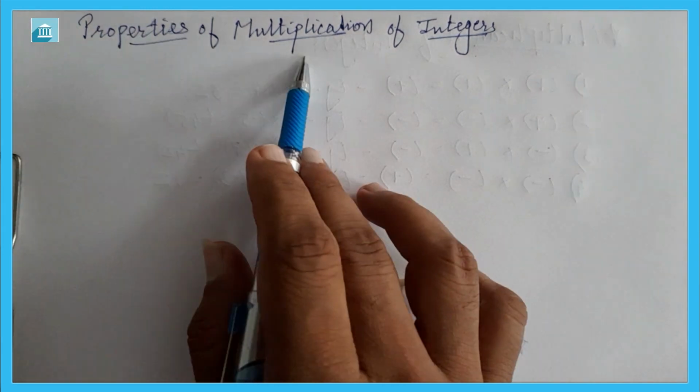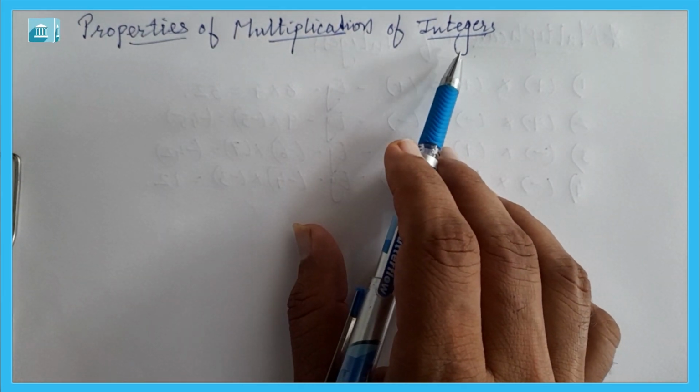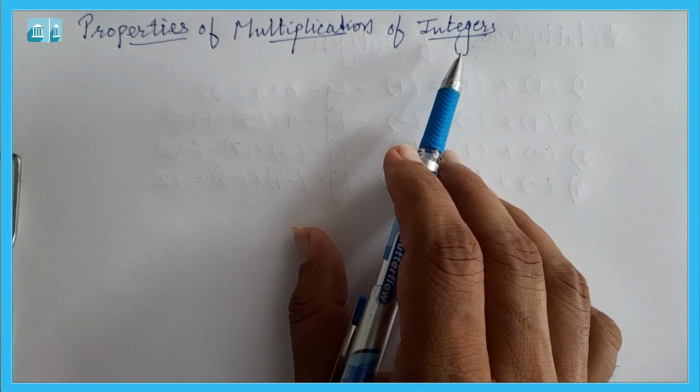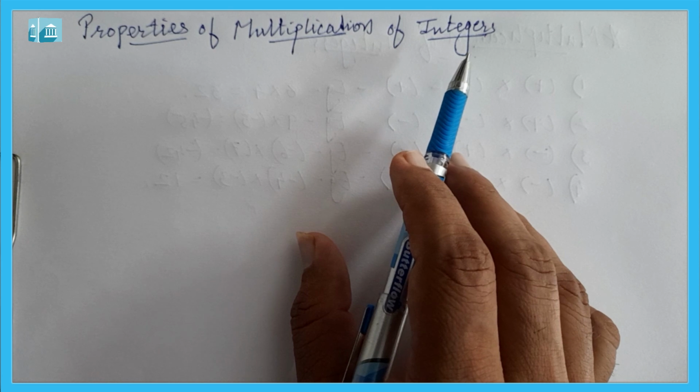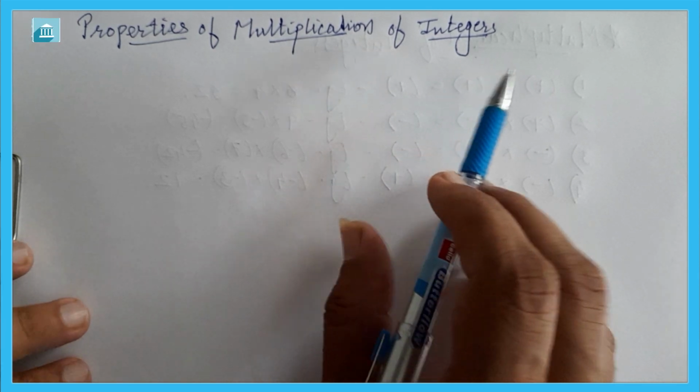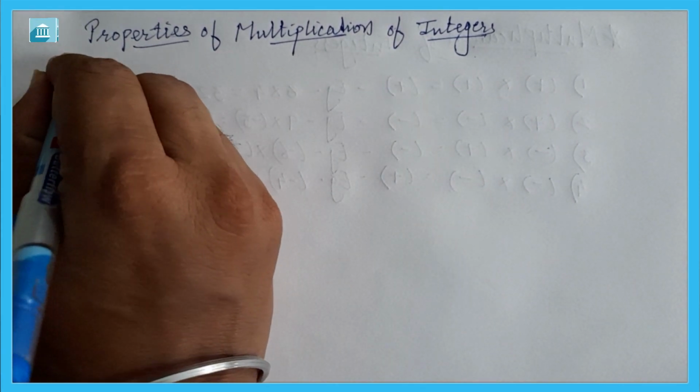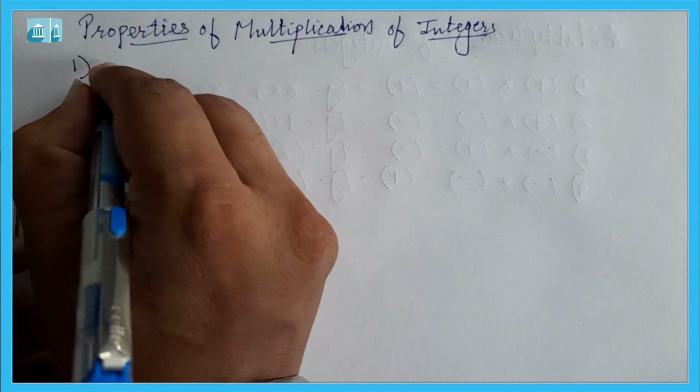Now let us see properties of multiplication of integers. As we did properties of addition of integers, here in multiplication also the same properties are there. Just in place of addition, we have to write multiplication. So the first is closure property.